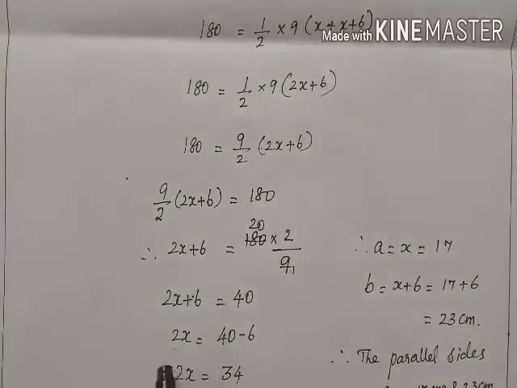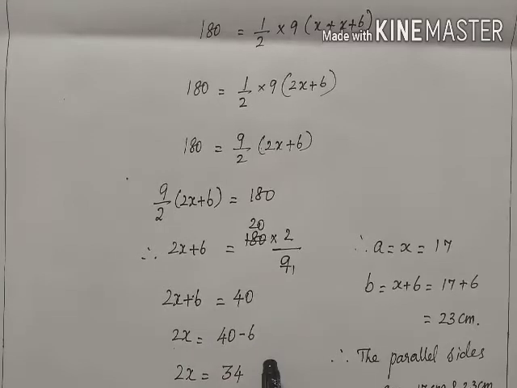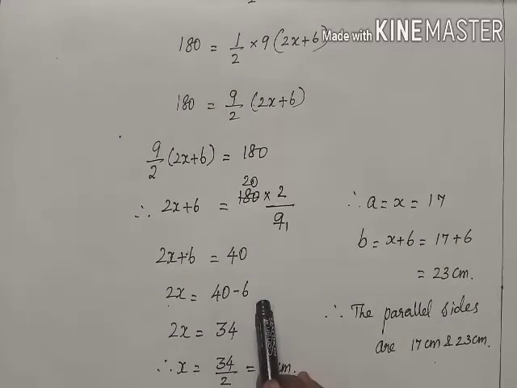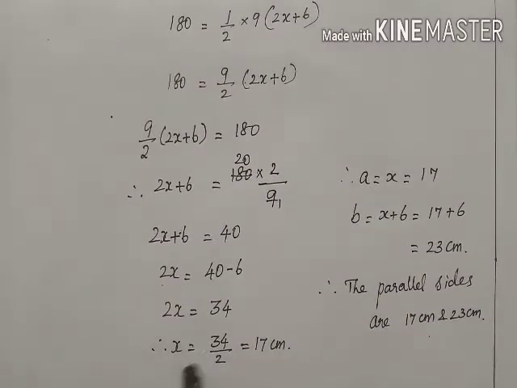This is an algebraic equation. 2x is equal to 40, and this plus 6 has come over to this side as minus 6. So 2x is equal to 40 minus 6, 34. 2x is equal to 34. Therefore the value of x is 34 divided by 2, that is 17 centimeter. The value of x is 17 centimeter.